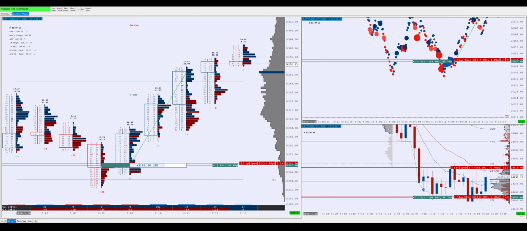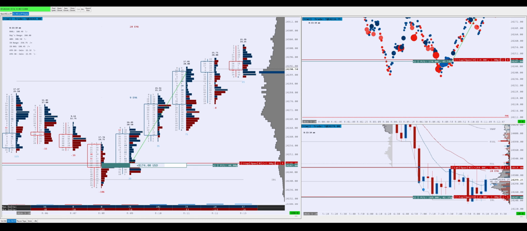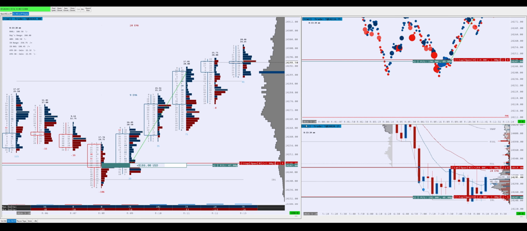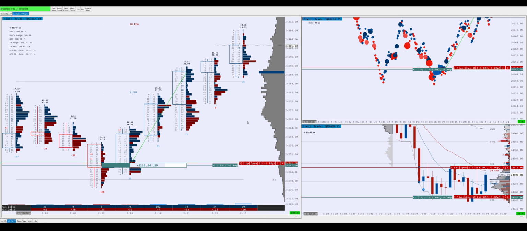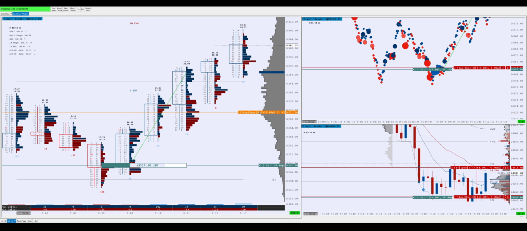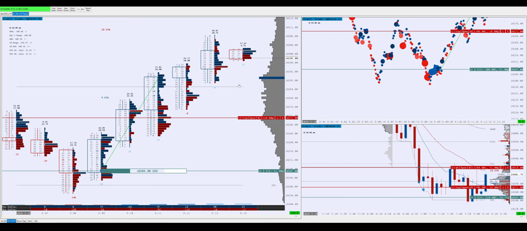Just getting ready to manage this trade a little bit, start to trail it bar by bar. I think I could get to at least the top of that node, where I think the main resistance is, at the 20 EMA again. I just don't really want to mess around with that area.